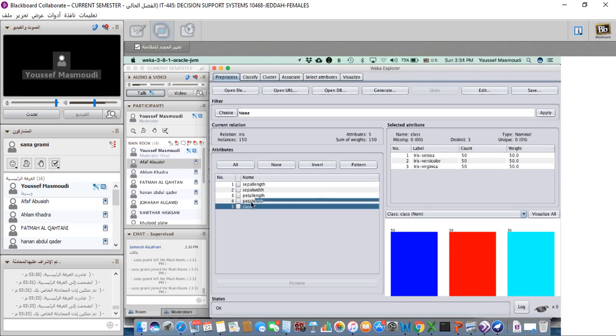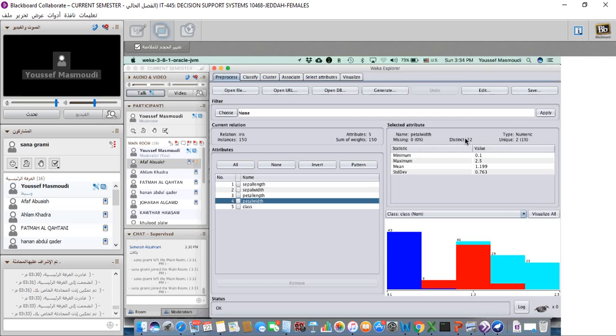There are 3 distinct values for this attribute, which are iris setosa, iris versicolor and iris virginica. The count is 50 flowers of type iris setosa, 50 flowers of iris versicolor and 50 flowers of iris virginica.